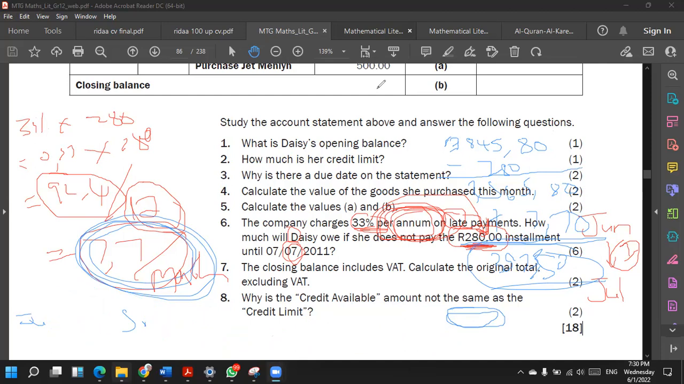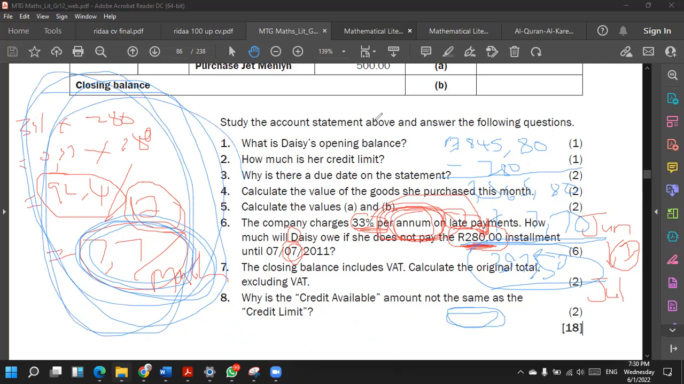But here it's only until June, July, so that's only 1 month. And there we see we added that 7,7. But firstly, we took that closing balance and we minus 280 because they're saying, what if she doesn't pay that 280? Then we added the charges we're going to charge because she didn't pay that 280. You understand? And that's how we calculate that. Okay.